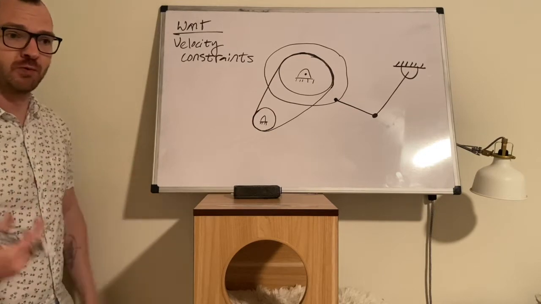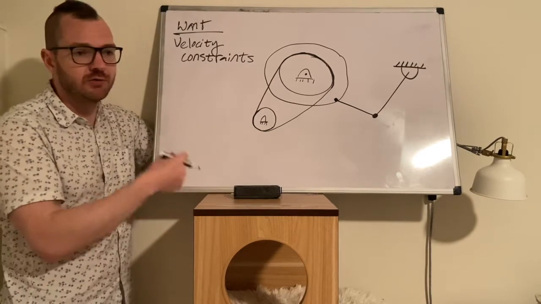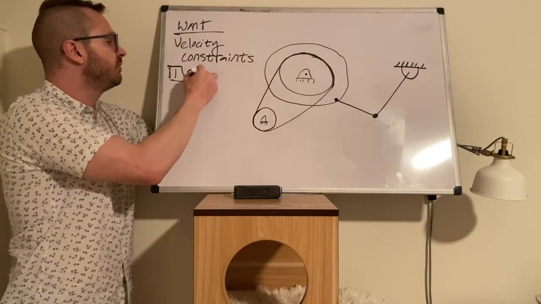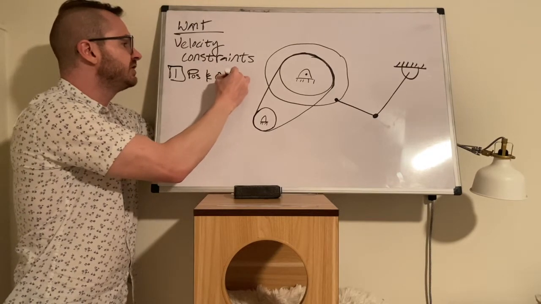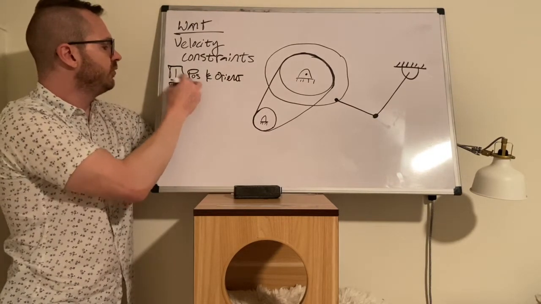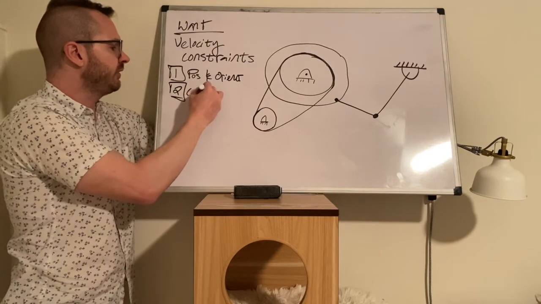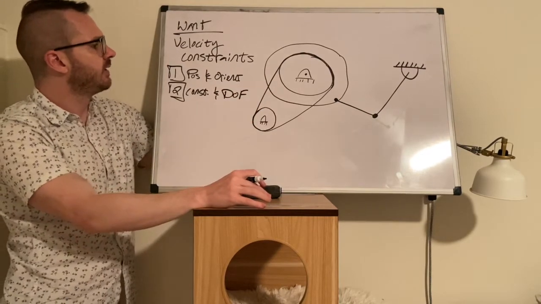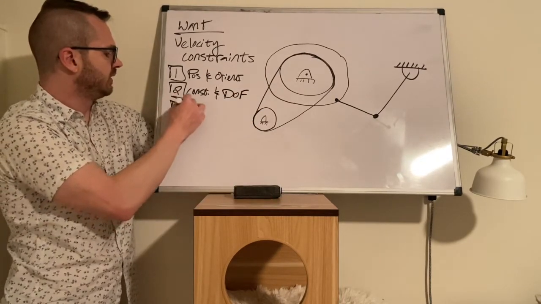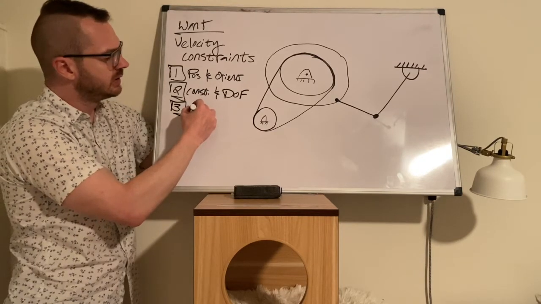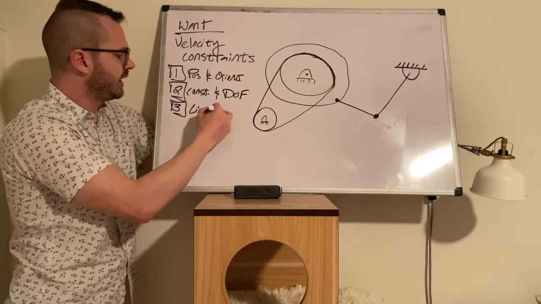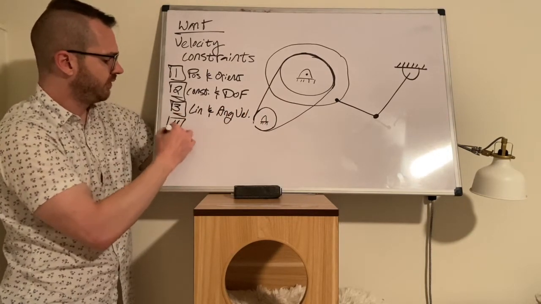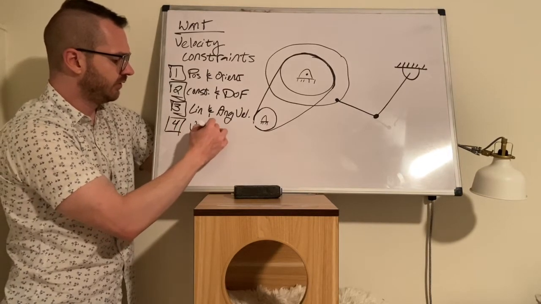We're building a recipe, right? We're building a procedure that we can use on any problem to solve the dynamics for that problem. So step number one is going to be position and orientation. Step number two is going to be constraints and degrees of freedom. Next, let's do linear and angular velocities. And then after that, we will do the velocity constraints.